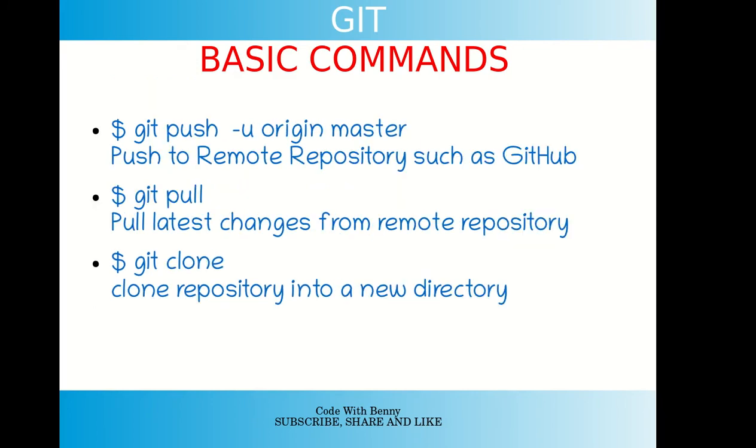Then there's git push -u origin master. So this one pushes it to the remote repository such as GitHub. So when you push it, you will just say git push -u origin master. Then there's git pull. So git pull pulls the latest changes from the remote repository, and git clone will clone the repository into a new directory. So let's say you are interested in a certain project on GitHub, so you will clone it, then it will be in the directory that you are currently in.